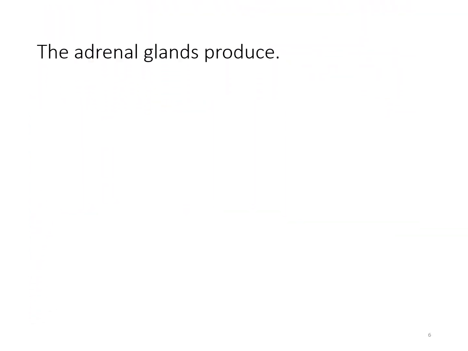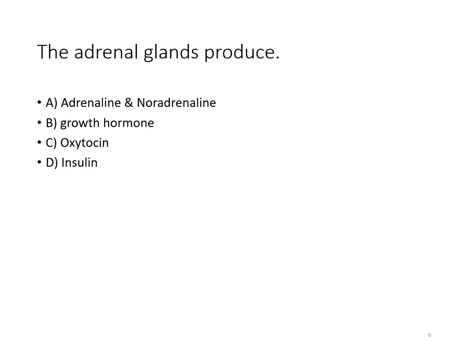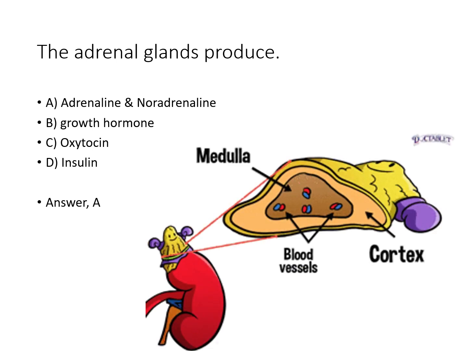So next question is, the adrenal glands produce adrenaline and noradrenaline, growth hormone, oxytocin, or insulin. What do the adrenal glands produce? Well, the clue's in the question really, isn't it? The adrenal glands produce adrenaline and noradrenaline. Actually, amongst other things, but for the context of this question, your adrenal glands are producing adrenaline.